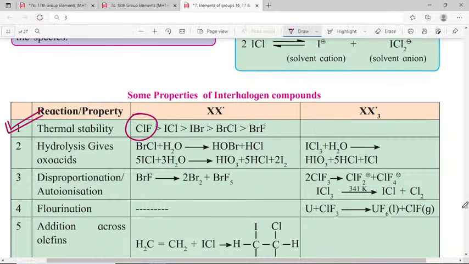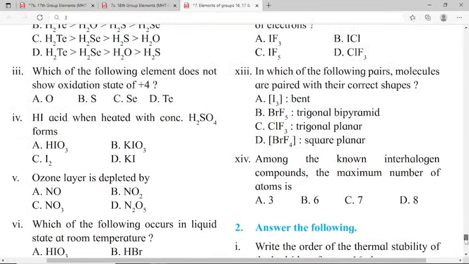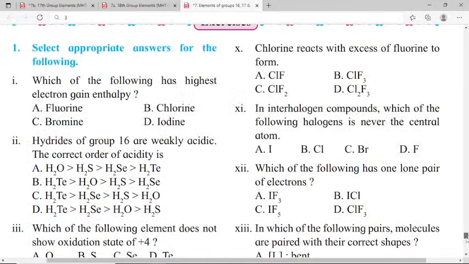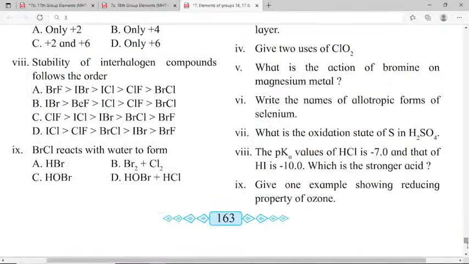ClF. The same type of question is asked in the exercise also, so please check out the exercise. Keep the textbook open while attending the lecture. ClF3, where it is in the order. Yes, this is ClF. ClF is the highest. Okay, clear? Get it?